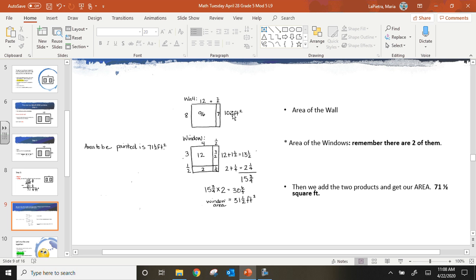Okay, so then we took the total that we got, 103, and subtracted the 31.5, and we got our answer of 71.5 feet squared. They wanted to know what's the area that needs to be painted if we took the windows out. The measurements of the windows we had to take out because we're not going to paint the windows. That's why we're subtracting the measurements of the windows, because we only want to paint the wall. Okay. So again, these are some really good examples. Please make sure you go back if you have questions.